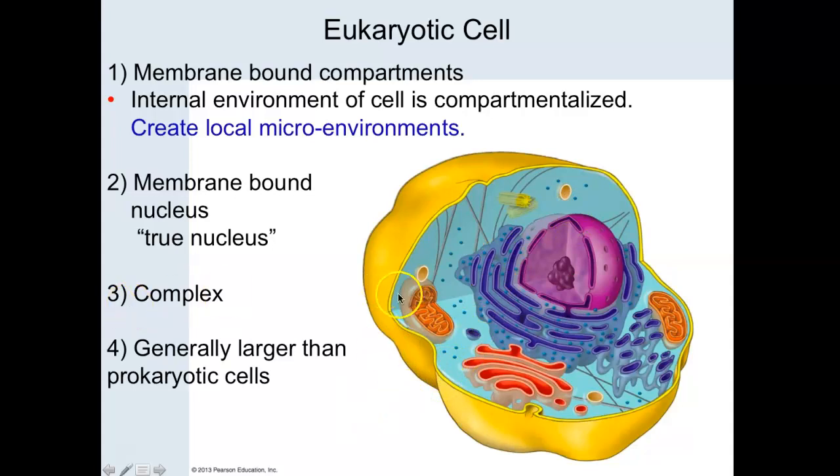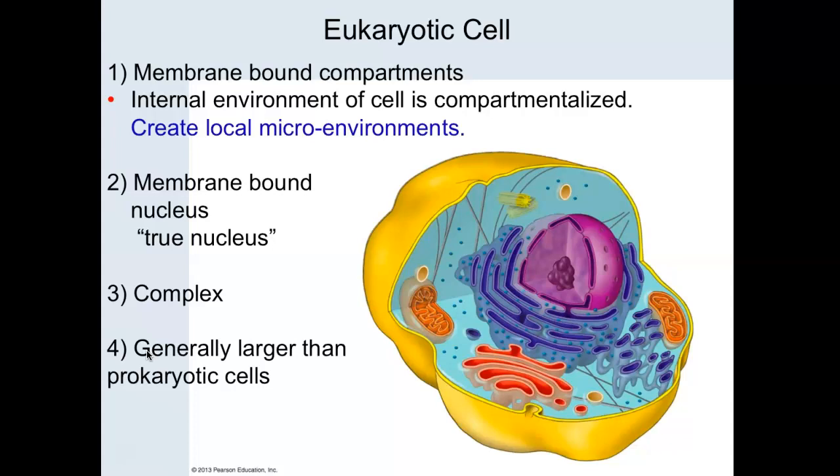Number three, because it has these divided interiors, it is more complicated, right? It's a complex structure because there's different levels and different specialties inside of that cell. Number four, generally larger than prokaryotic cells. And larger, I mean like 100 to 1,000 times larger, so much larger than a prokaryotic cell, okay? So that's your four defining elements of a eukaryotic cell. So we're going to go through each one at the moment.